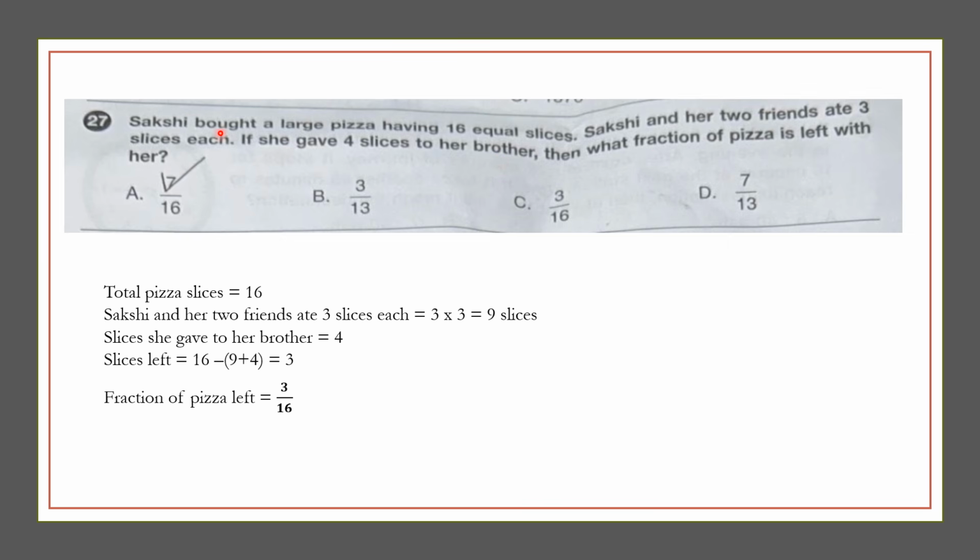So total slices is 16. Now Sakshi and her two friends ate 3 slices each. So they are total 3 people and each ate 3 slices. So total number of slices they ate is 9 slices. Now she gave 4 slices to her brother. So the remaining slices left is 16 minus 9 minus 4, which equals 3. And total number of slices is 16. So fraction of the pizza left is 3 by 16, which is option C.